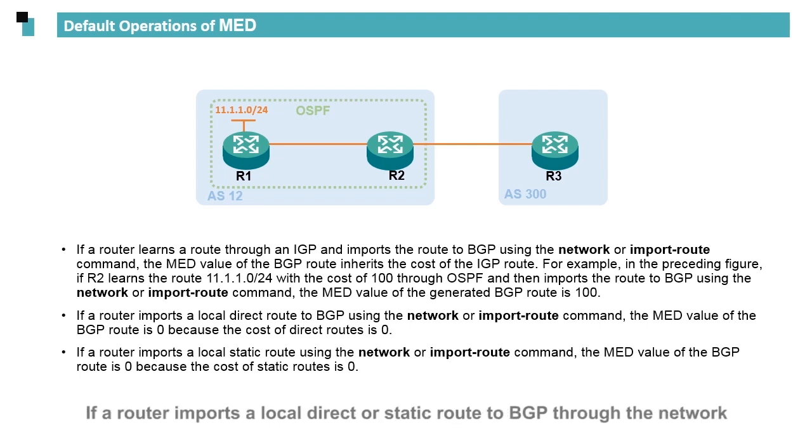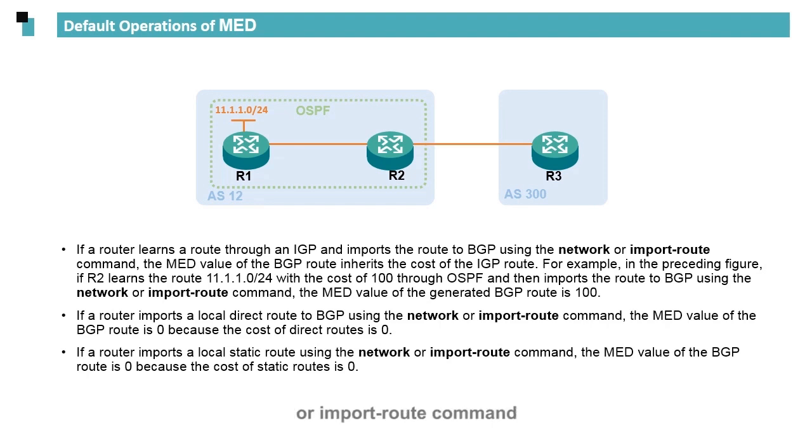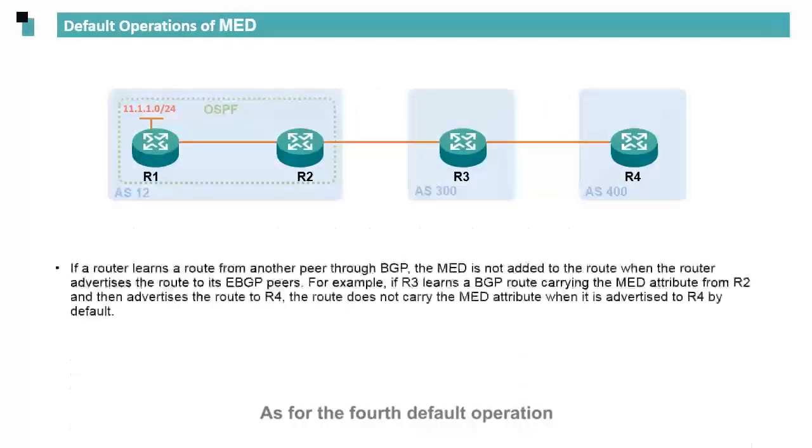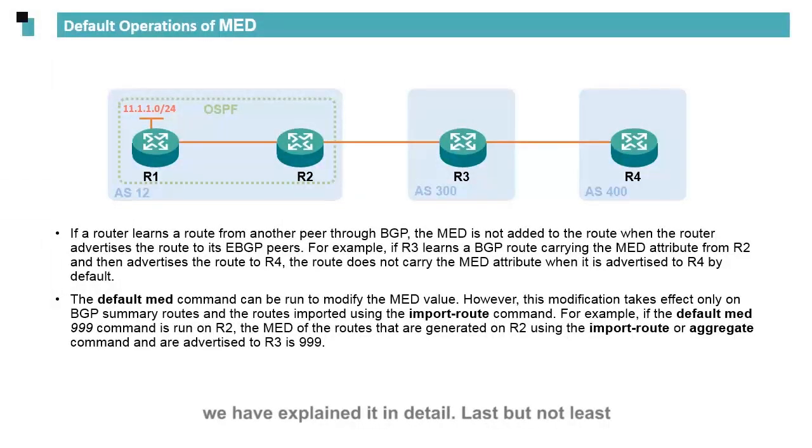If a router imports a local direct or static route to BGP through the network or import-route command, the MED value of the BGP route is 0 because the cost of direct or static routes is 0. As for the force default operation, we have explained it in detail. Last but not least, we can run the default med command to modify the MED value. However, this modification takes effect only on BGP summary routes and the routes imported using the import-route command.